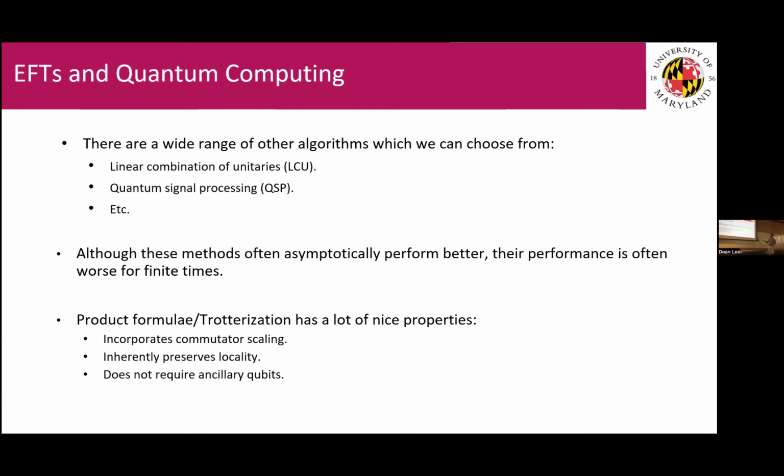And they often don't have the very nice properties that this truncation or product formula method has. So for example, truncation incorporates a kind of commutator scaling, in the sense that if I have a Hamiltonian that's mostly a commuting Hamiltonian, I get better performance. It also inherently preserves locality. It doesn't require ancillary qubits, so I can minimize my resource costs quite significantly.